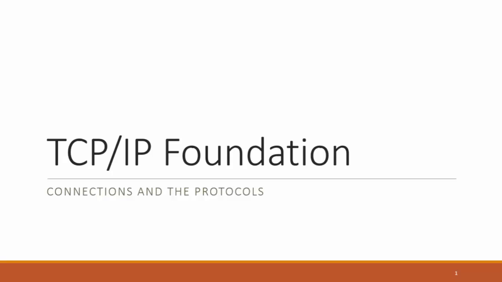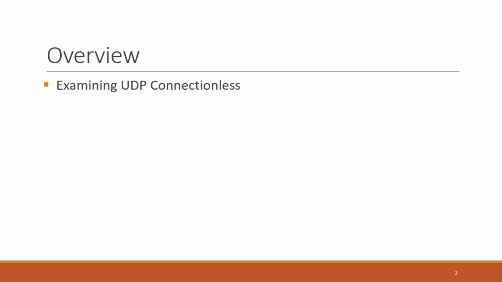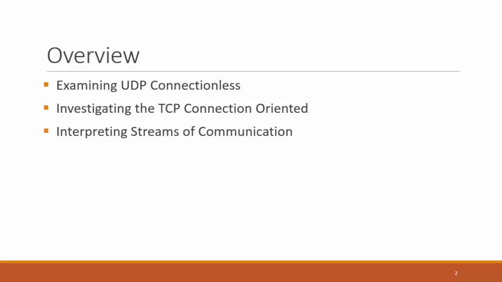In this section, we will explore the connections within the network using the different protocols. We will review the UDP connectionless protocol. Following this, we will examine the reliable protocol of TCP. Then we will close out this section with an exploration of streams of both UDP and TCP.